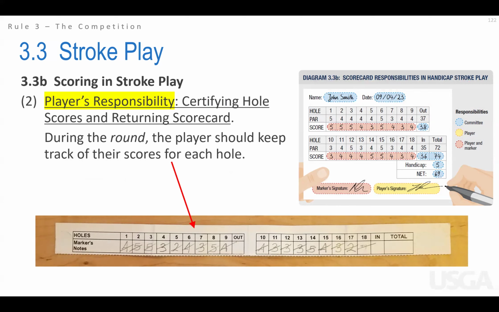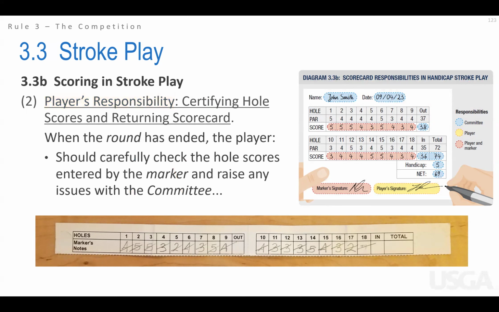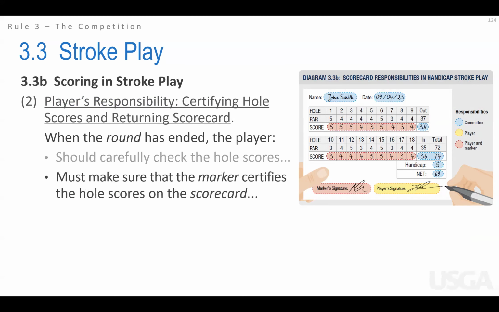Just like the marker, the players have a couple of responsibilities themselves on the scorecard. They have to make sure all those 18 hole scores are correct and added up. They have to make sure the marker certifies their scores, and they've got to make sure that they themselves certify those scores. Before returning that scorecard, they should carefully check those holes. If they have any issues with that, they should raise it with their marker or the committee.